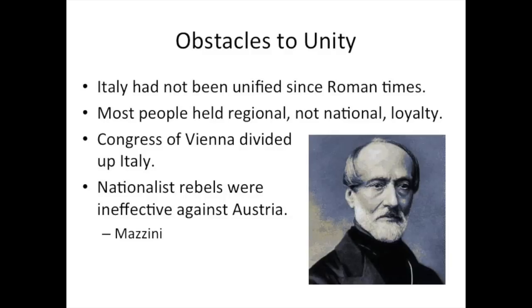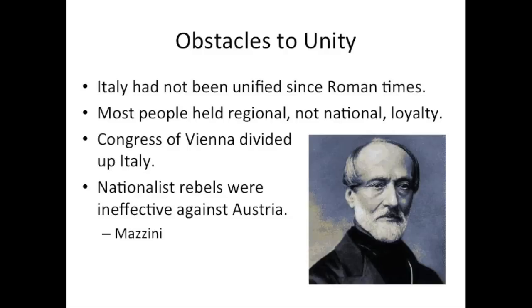Now, that doesn't mean there weren't those out there that were trying to unify Italy, but they were for the most part ignored. And at the Congress of Vienna, when there was sort of this opportunity, the Congress of Vienna basically ignored Italy as a nation and divided it up, giving Austria control of a lot of northern Italy and Habsburg rulers other parts of Italy. And so it was pretty much divided up.